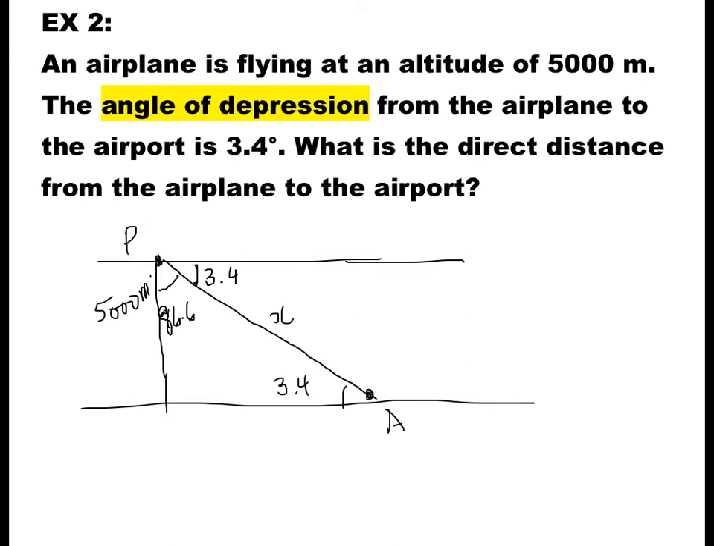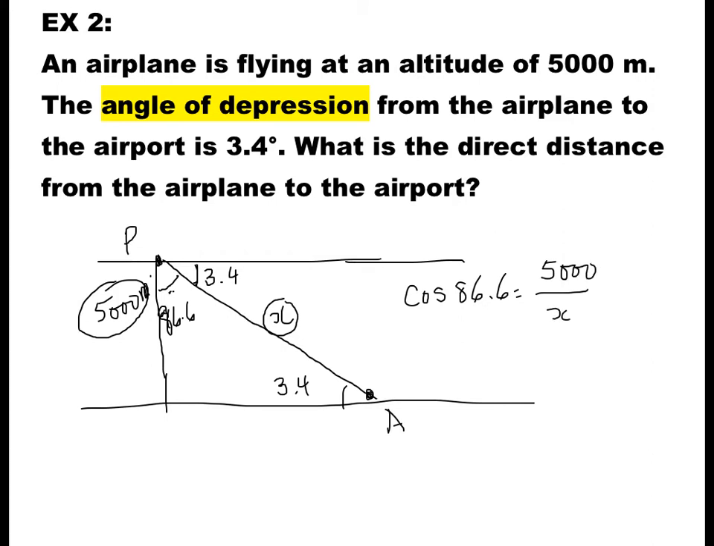If I say this angle is 86.6 and I'm looking for x, which is here, which is the hypotenuse, and also I have this side, which is adjacent to this angle, I can use the cosine ratio. So I can say cos of 86.6 is equal to adjacent, which is 5,000, divided by x.